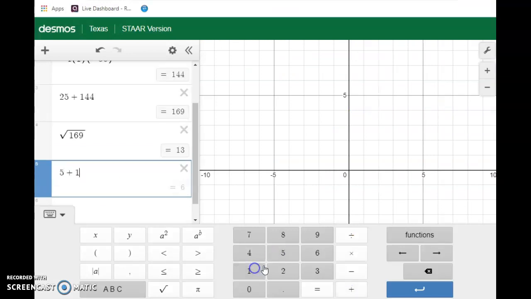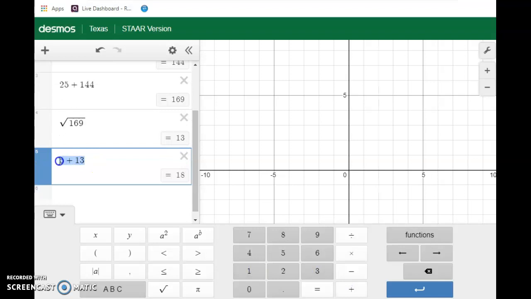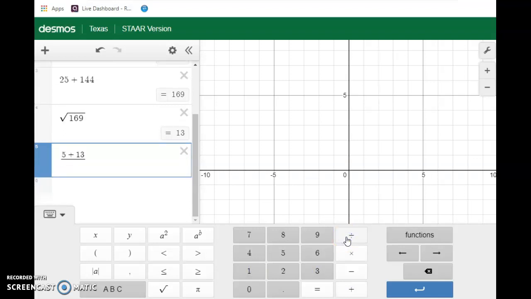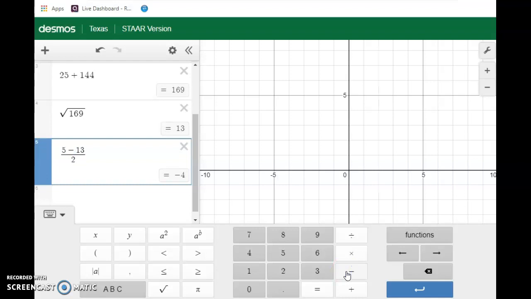Five plus 13 all over divided by 2 gives me a positive 9. And if I change the plus to a minus, it gives me a negative 4. So my 2 answers are 9 and negative 4.